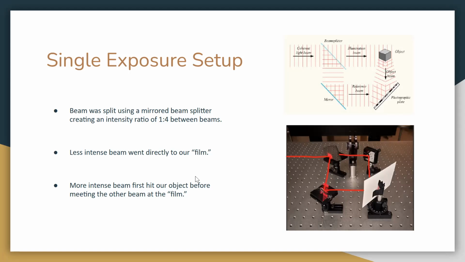Now, it should be noted that due to some unforeseen circumstances, we weren't actually able to get holographic film. So instead, our group decided to take pictures of our interference patterns to determine if this setup would be viable to create an actual 3D hologram if these materials were available.